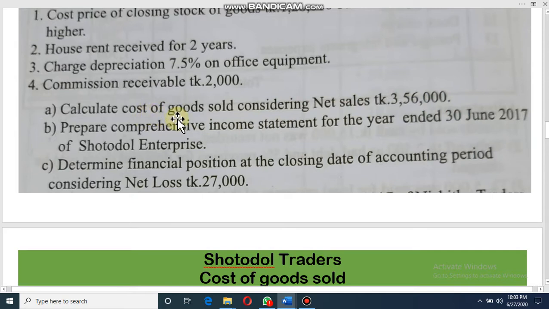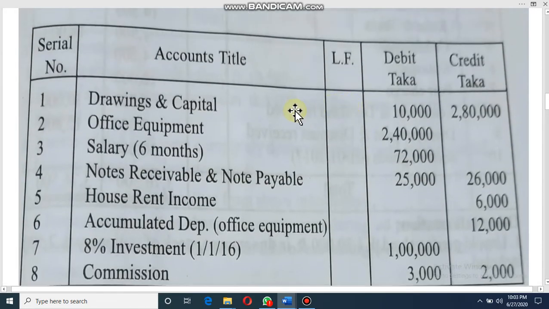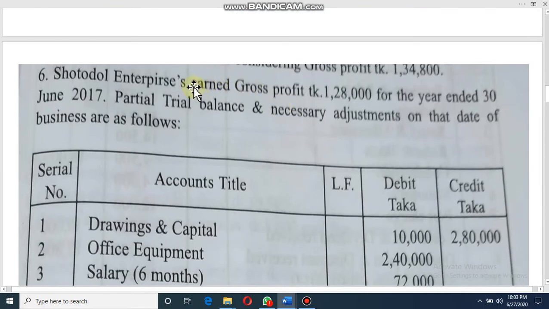sold. Dear student, if you remember the formula of cost of goods sold: net sales minus gross profit equals cost of goods sold. Look, net sales is given here and gross profit. Look at the question, Shotadal Enterprise and gross profit 1,28,000. That means gross profit is also given. So it is simple. If you know the formula, just one subtraction. If you can subtract, you can do this math.